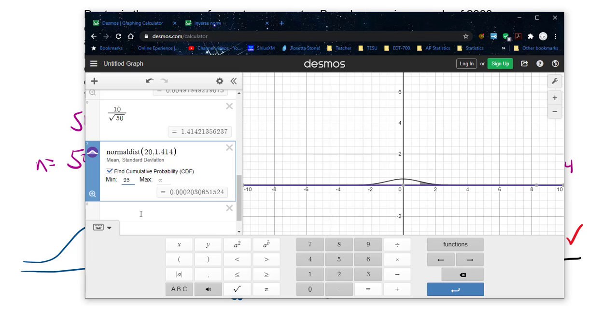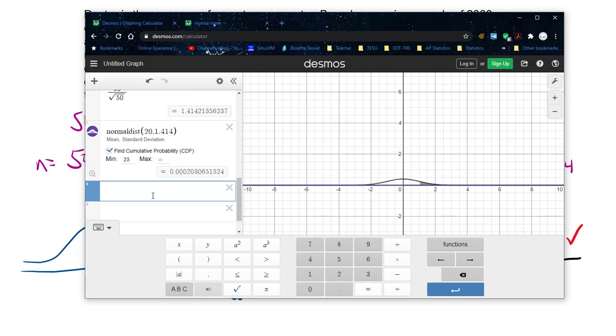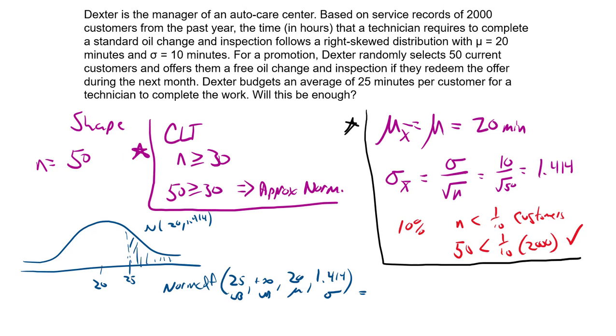So with this, we got a low probability, which is good, right? It's going to be pretty fast then, because in this case we get 0.0002. So we have a 0.02% probability that it'll take 25 minutes or longer. So Dexter's got a really good auto care center, right? Be able to take care of this pretty fast.